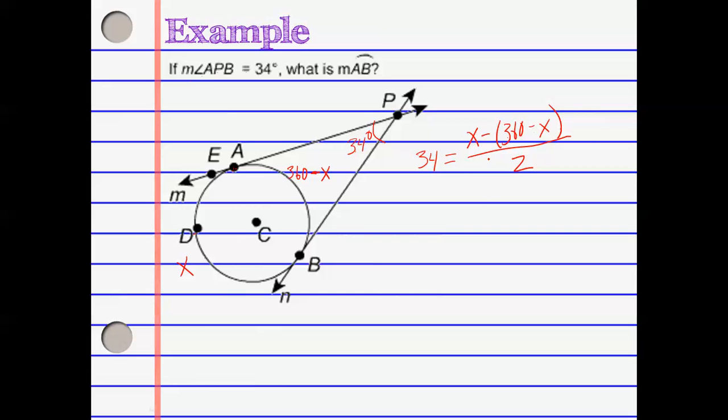So the first thing that we want to do is just get rid of this 2 on the bottom. It's being divided by 2, so we're going to multiply both sides by 2. So that will cancel out my 2.